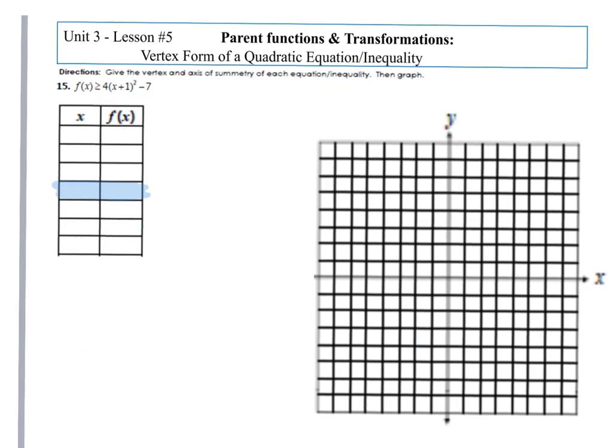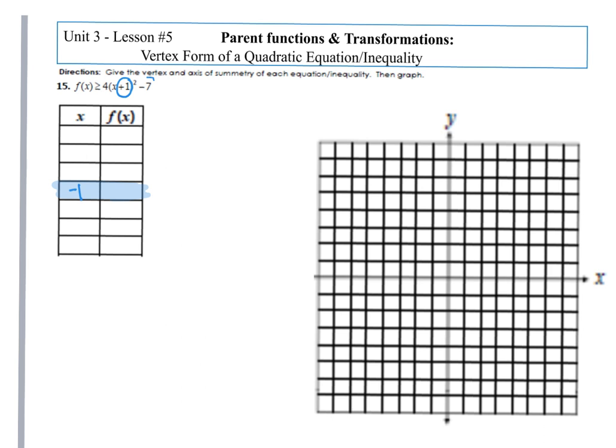Okay, number 15, we have f of x is greater than or equal to 4 times (x plus 1), all being squared, minus 7. Okay, another inequality, so another possible dotted or solid line situation and a shading situation. We still start by finding the vertex. The x value of the vertex comes from the number that's inside the parentheses with x. It's positive 1 inside, so it comes out as negative 1.